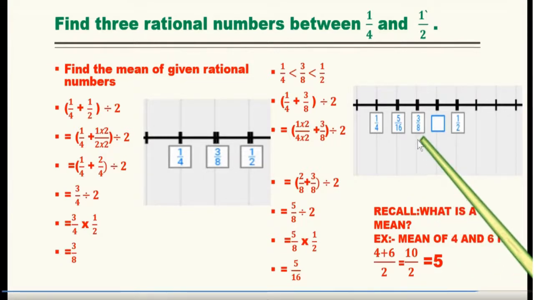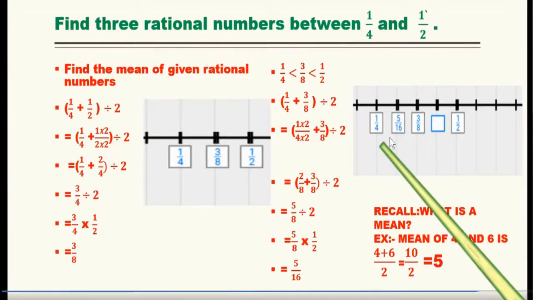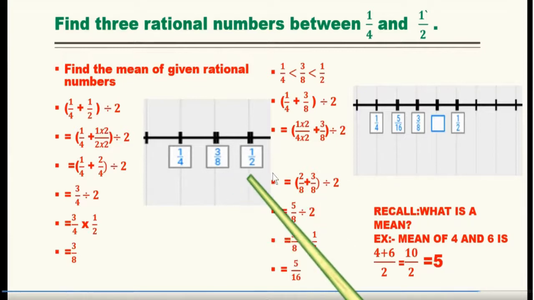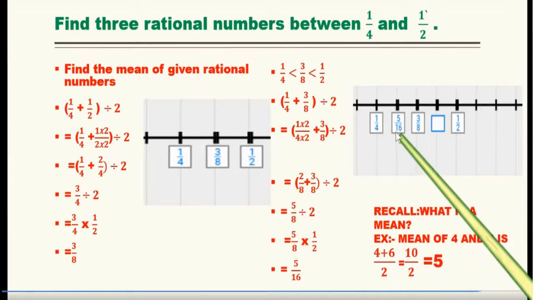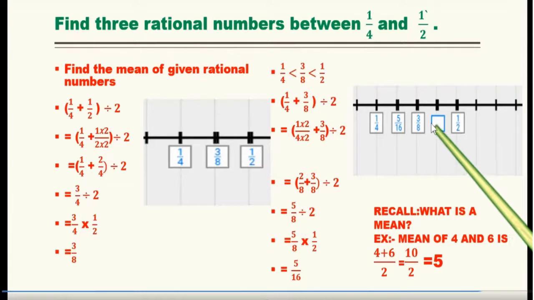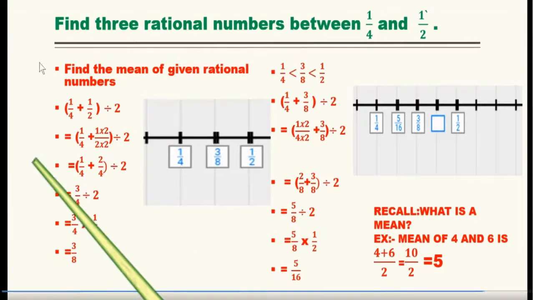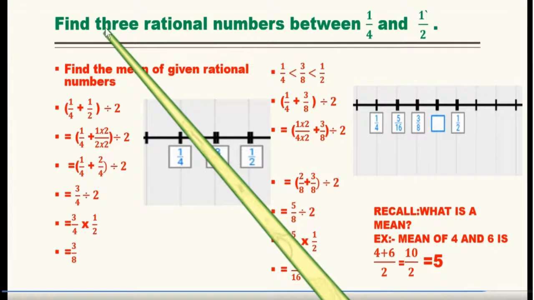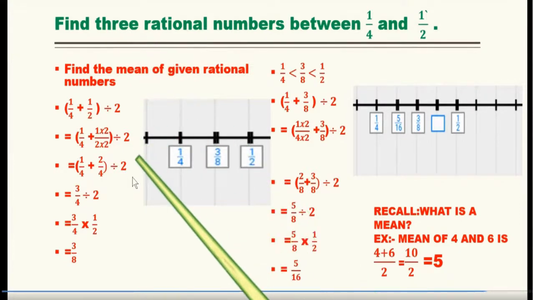Thus, we found two rational numbers between 1 by 4 and 1 by 2. You can even find the third rational number with the same procedure. But this procedure is easier when the number of rational numbers to be found are less. Otherwise, the previous method will be more comfortable.